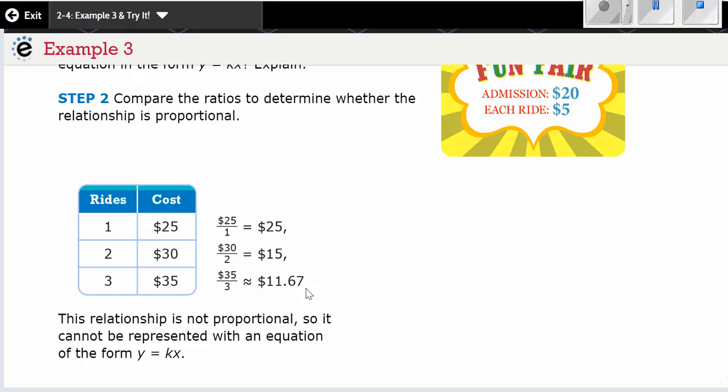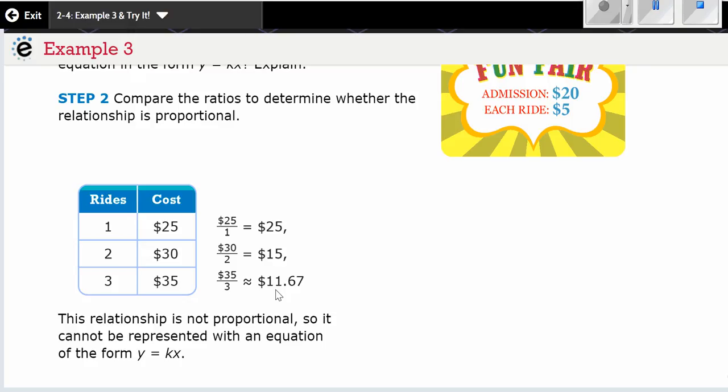$11.67, approximately. And so as we look at that, proportional means that you have a constant. That means that ratio is always the same. Even though the numbers are different, the ratio is always the same. So in other words, once you took your y and divided by x, you would always get the same answer. Now if we're looking here, we see we have a 25 for an answer, we have a 15 for an answer, and we have 11.67 for an answer. So they are not matching up.